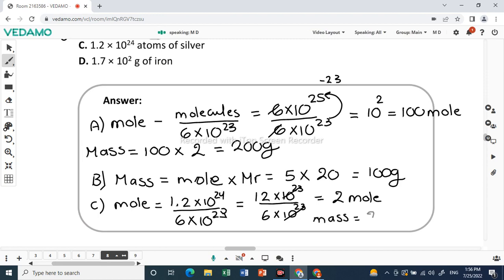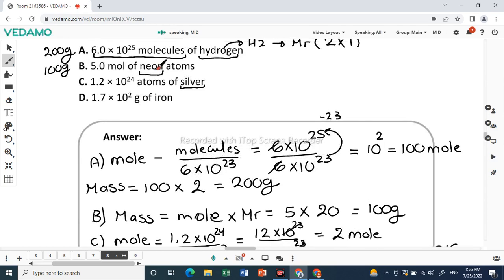You will take your 2 and multiply by the molar mass of silver. Another time from the periodic table, the molar mass is 108. And your final answer is 216. So I've got C now, which is 216.